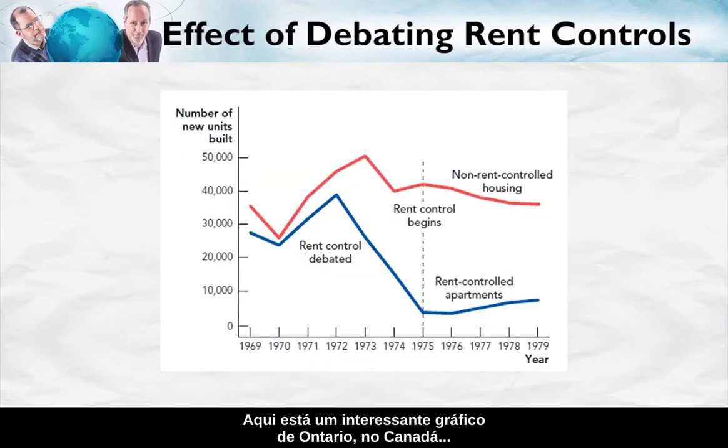Here's an interesting graph from Ontario, Canada, showing how rent controls can reduce the number of new units being built. So prior to rent control even being debated, there were about 30 to 40,000 new units being built every year in Ontario, Canada. After rent control was put into place in 1975, there were fewer than 10,000 new units being built every year. Also note that the number of new apartments being built, which might be rent controlled, declined even before rent control was put into place.